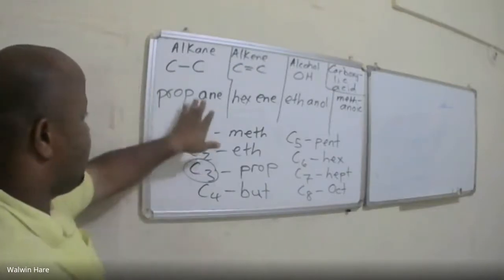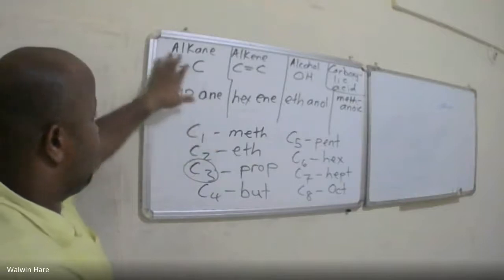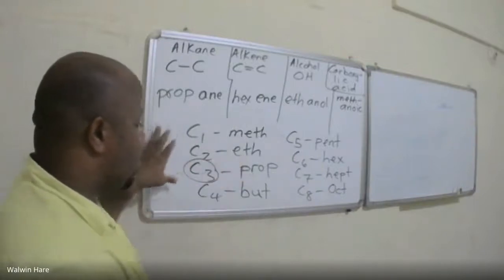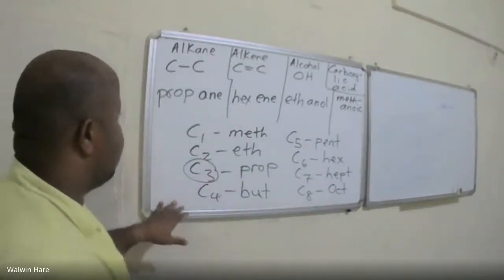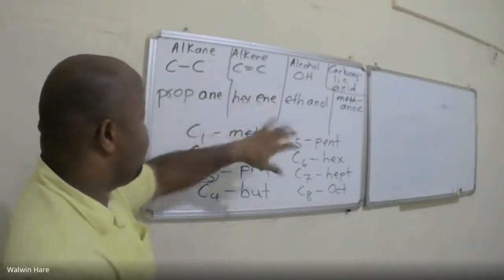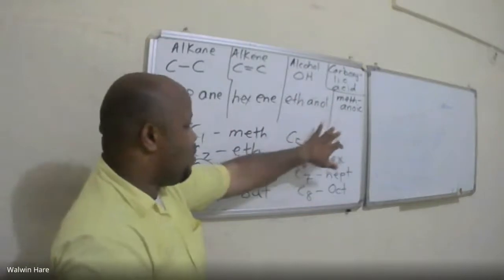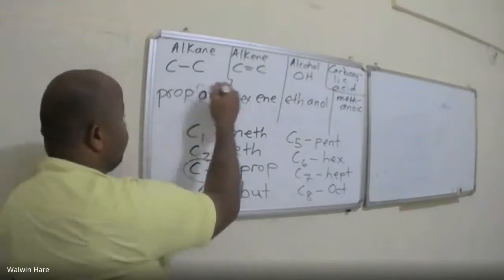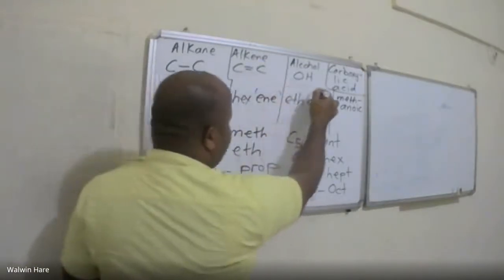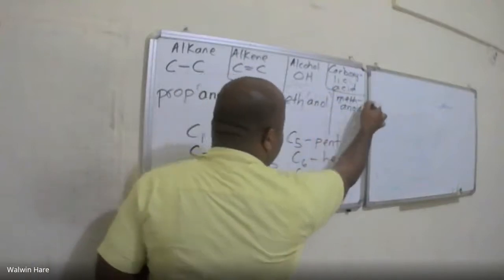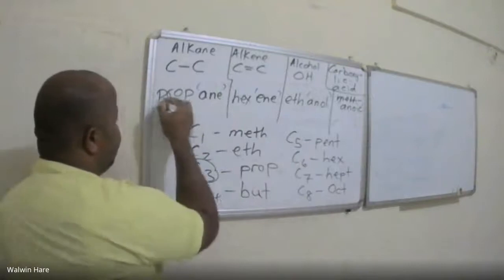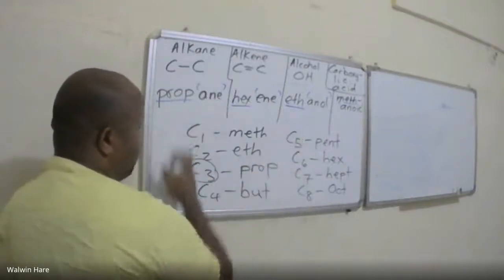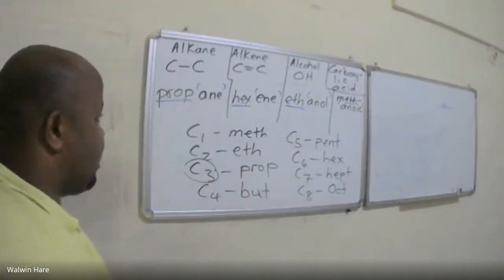But this is how we come up with the name. Any amount of carbon, so just study these. One carbon meth, two carbon eth. It's important that you know them. So we know how to name each of these compounds: alkane, alkene, alcohol, and carboxylic acid. Very simple. Alkanes end in ane, alkenes end in ene, alcohols end in anol, carboxylic acids end in anoic. And then these now is just the amount of carbon atoms. So once you study these, you will know how to name them.